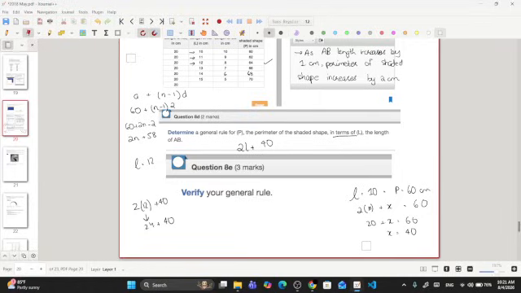Verify your general rule. Okay, verification part. So this can be done pretty easily as well, right? Ideally you should use the value of L equals 14. So 2 multiplied by 14 plus 40, that gives you a value of 28 plus 40, which is 68 centimeters.